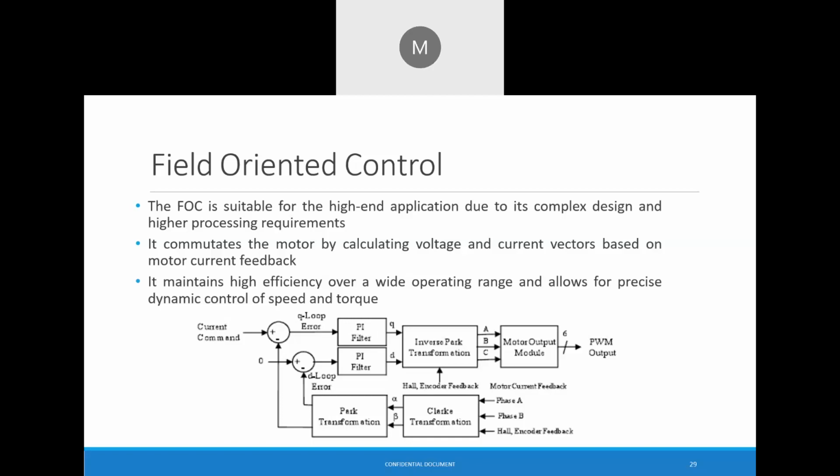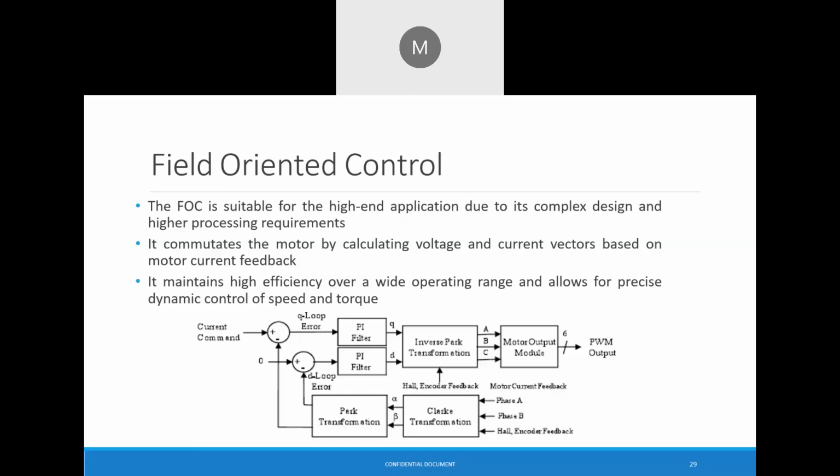It commutates the motor by calculating voltage and current vectors based on the motor current feedback. It has to maintain high efficiency over a wide operating range and allows precise dynamic control of speed and torque. So the FOC is a closed loop system, and it needs very accurate speed and position. In fact, the input from the driver to the wheels is all controlled very precisely to give high-end, very smooth performance, right?